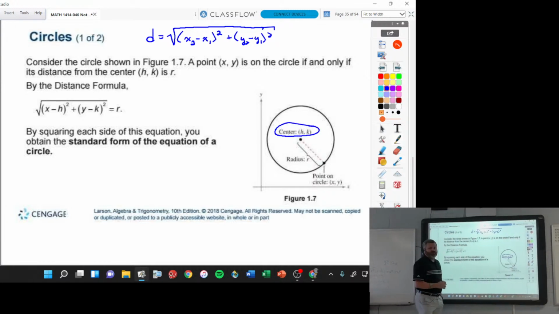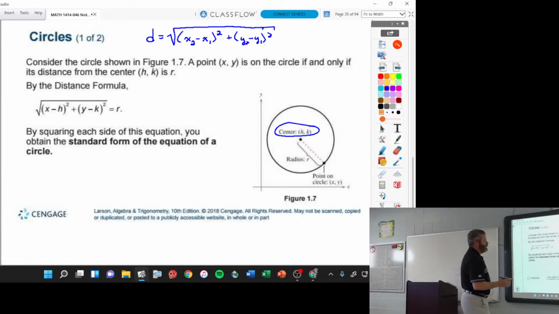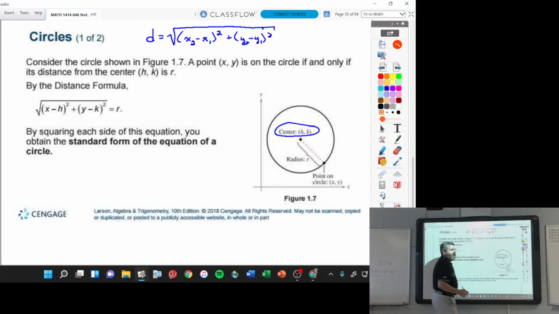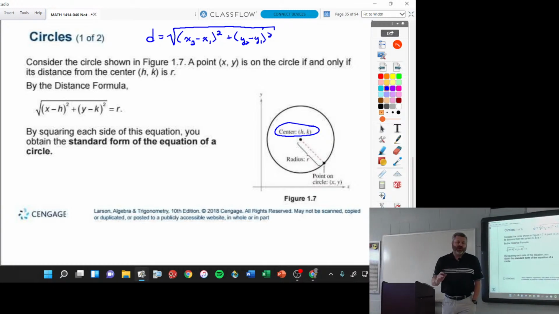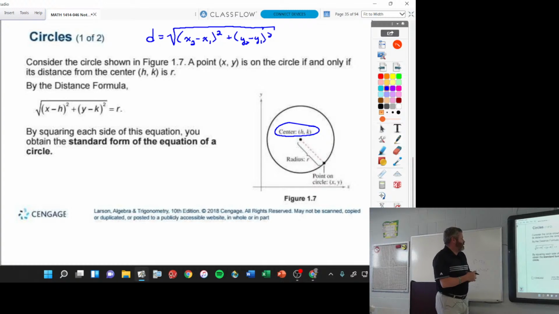And I do want to point out this right here. The center of a circle is located at a specific point, and that point is h, k. x, y can represent any other point on the circle. And folks, it doesn't matter which one. You choose any point on the circle, and it's going to satisfy this equation.